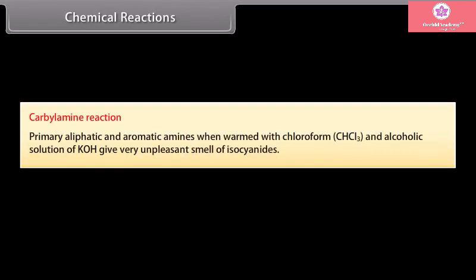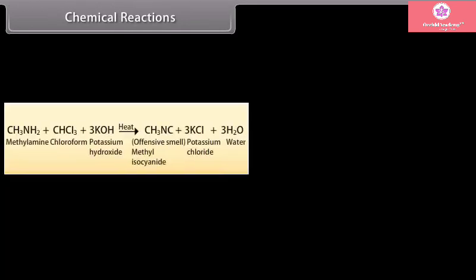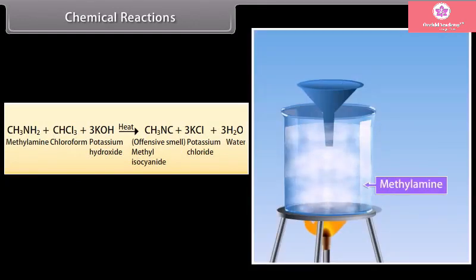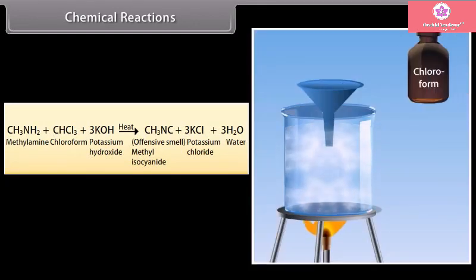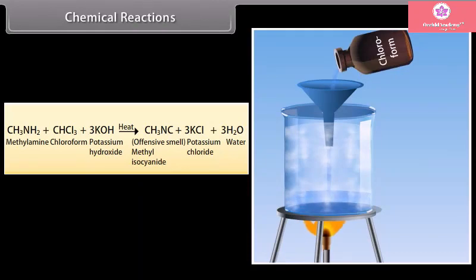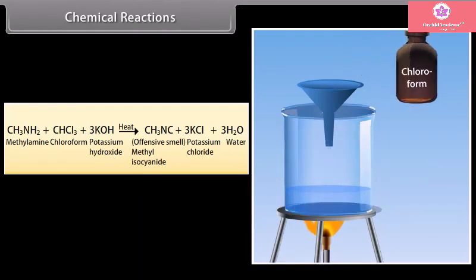Chemical reactions. Carbylamine reaction. Primary aliphatic and aromatic amines, when warmed with chloroform and an alcoholic solution of potassium hydroxide, give very unpleasant smelling isocyanides. Chloroform and an alcoholic solution of potassium hydroxide react with methylamine and form methyl isocyanide, potassium chloride and water.